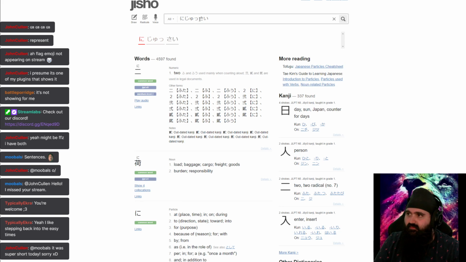Maybe not, right? Nijusai. Is it just nijusai? But 10 years old is jusai, right? We can see that this kanji appears. But why is it nijusai?